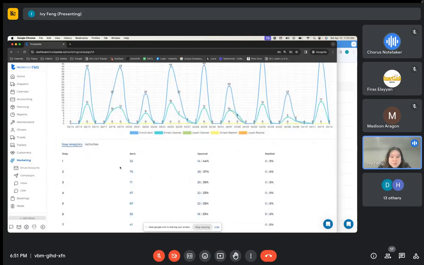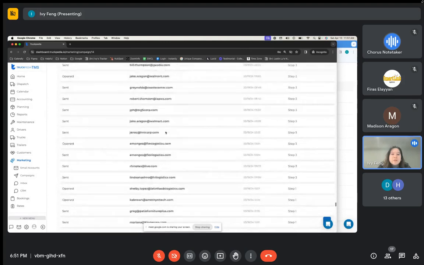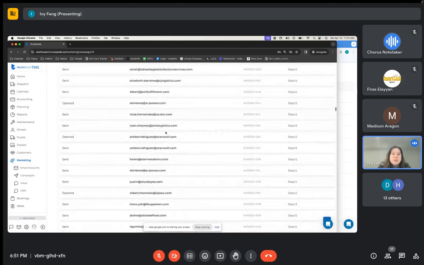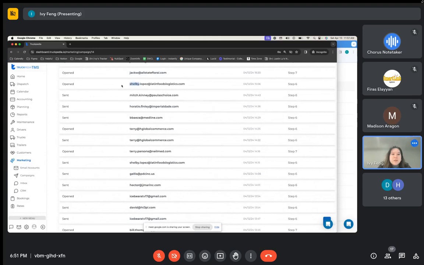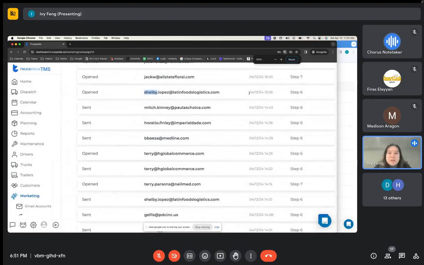We can see that email 1 is doing the best right now at a 44% open rate. And then I can also see who is opening my emails, right? So if we take a look here, I can see that Shelby opened this on April 12th. I'm sorry if this is kind of small to see. Let me make it a little larger. Shelby opened this on April 12th at 15:06. And this is the thing I want to show about Shelby too.